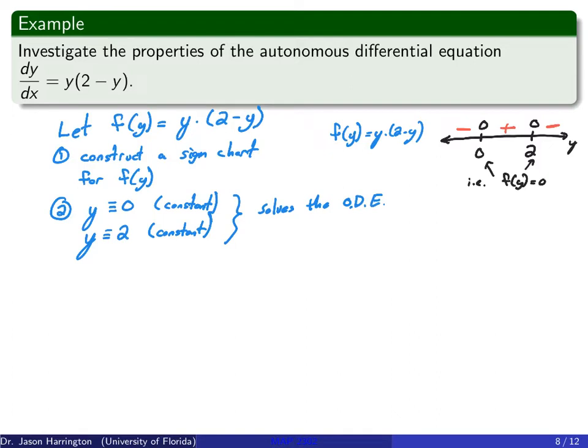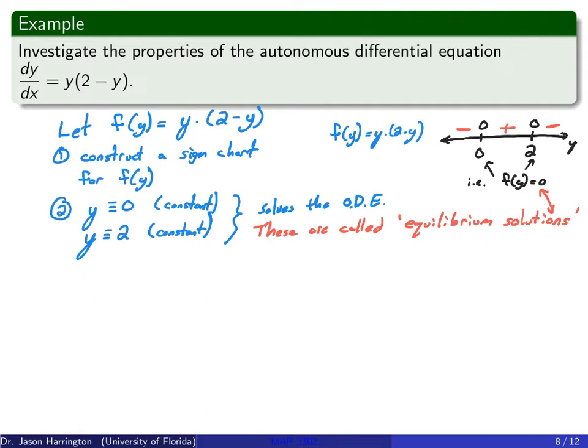These are called the equilibrium solutions, which we'll see in a minute visually as to why that's true. And the way that you actually solve these is simply by taking f of y and setting it equal to 0. And we'll see why these have the name equilibrium solutions when we start to graph these things.